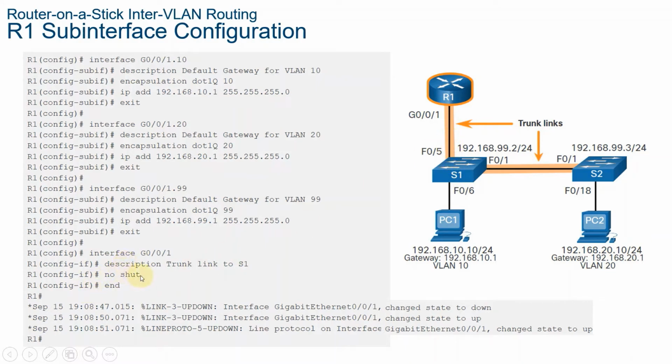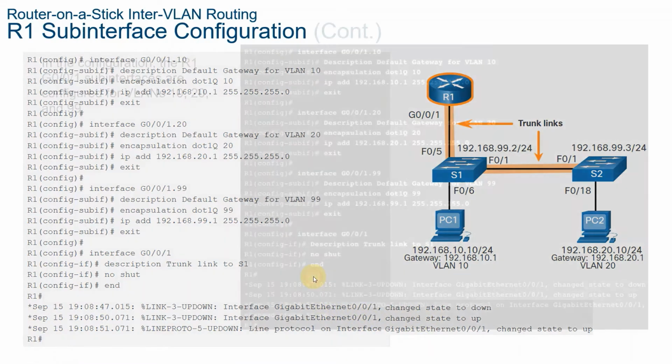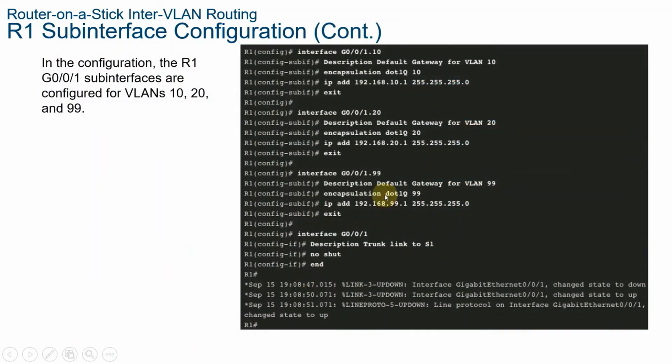And then we have to issue the no shutdown command. If we fail to do this, all the subinterfaces are shut down. After G0/0/1 is turned on with the no shutdown command, you get notifications that the subinterfaces will also go up after the physical interface went up. This is the summary of the configuration displayed in the previous slide.